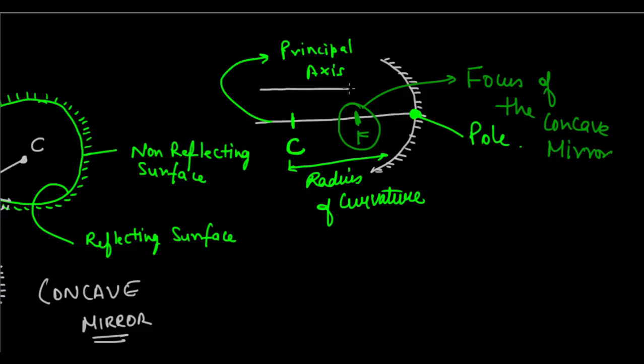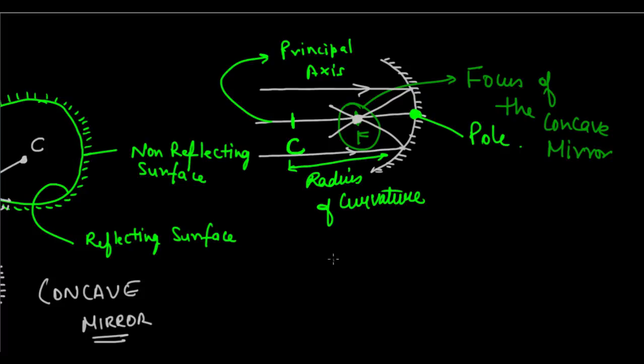It has been seen that if the light rays come parallel to the principal axis, they reflect and meet at the focus. So focus is basically the point where the rays parallel to the principal axis of a concave mirror actually meet. And it has been found that this focus is at the midpoint of CP, the line joining the center of curvature and the pole. That is, it is at the midpoint of the radius of curvature.